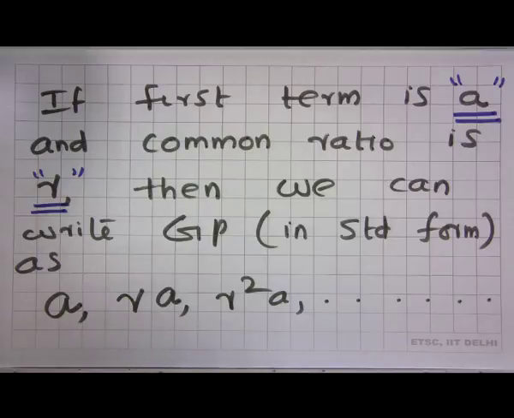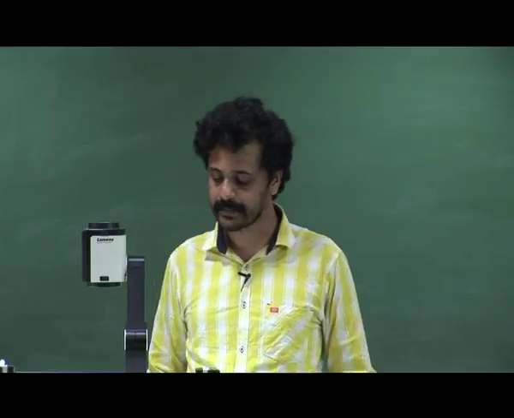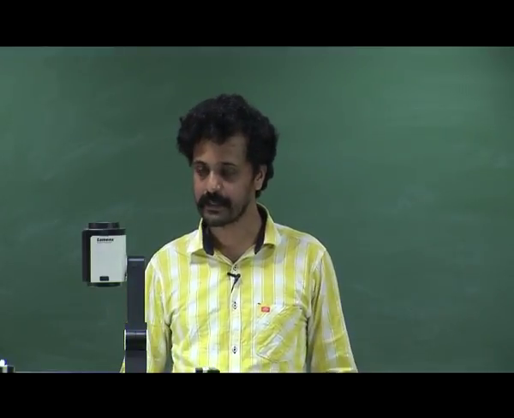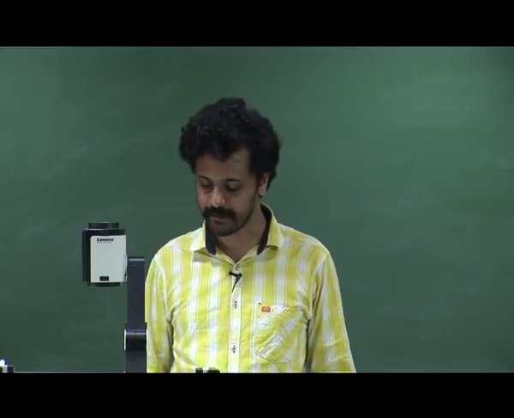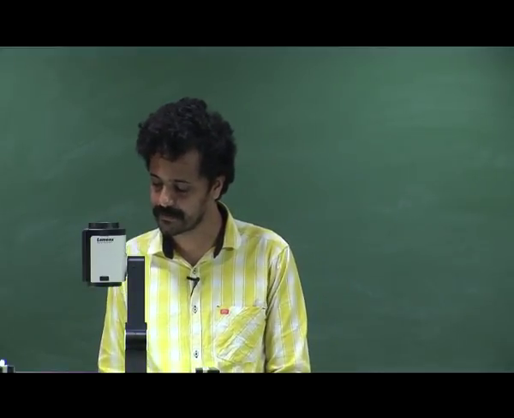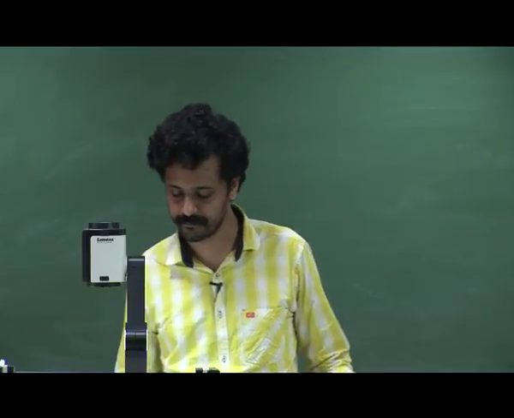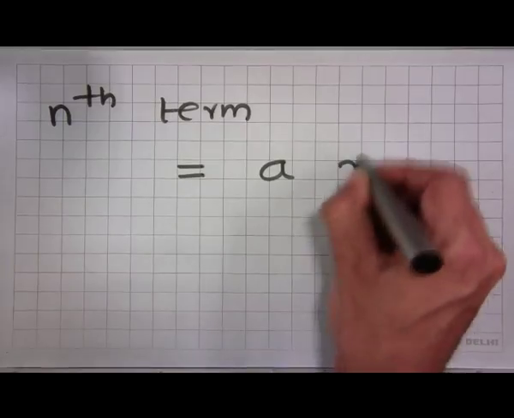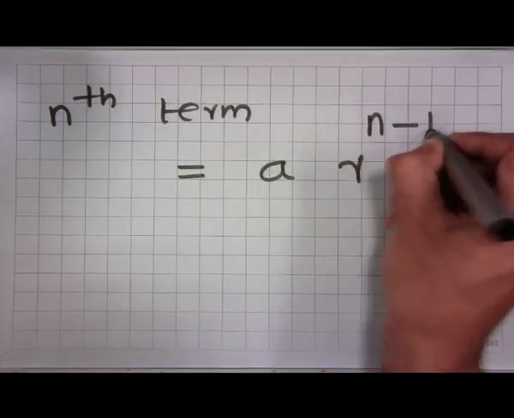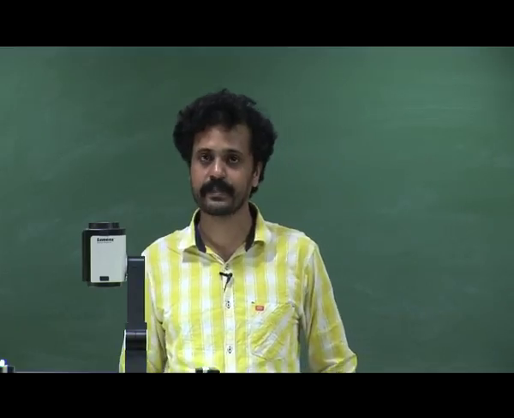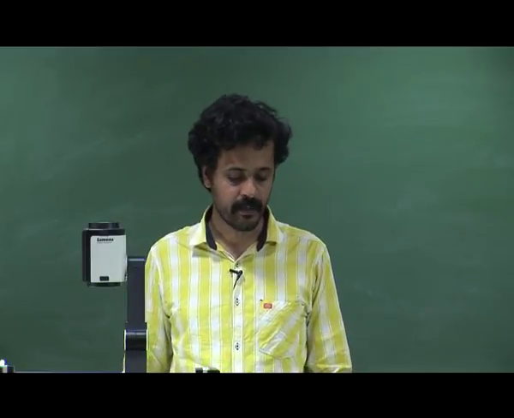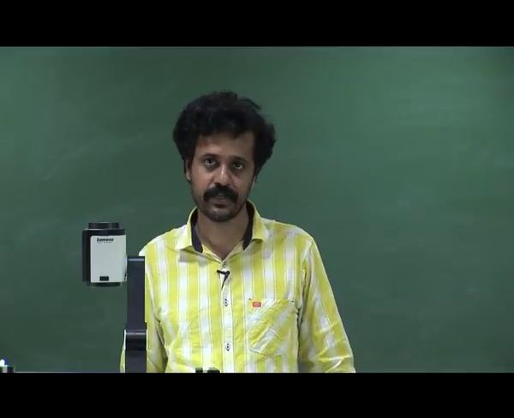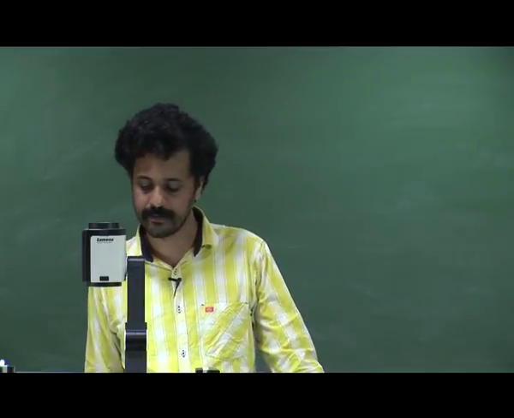Following the pattern, you can see that the nth term of this GP in standard form is a r power n minus 1. This is the expression for the nth term of a GP with common ratio r and first term a.